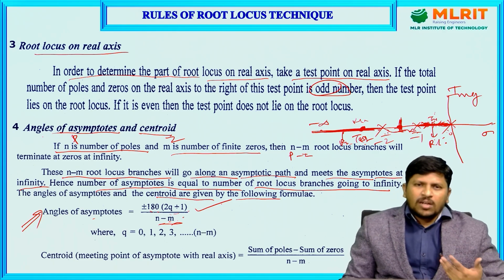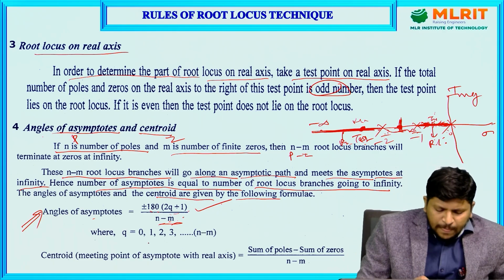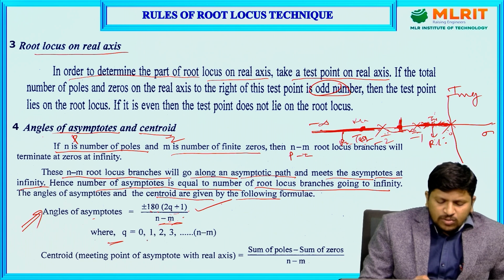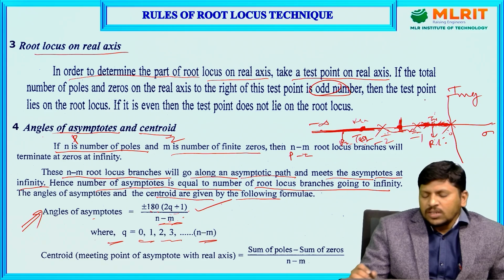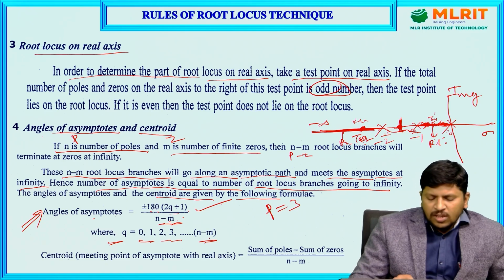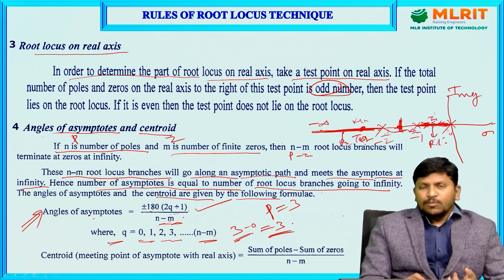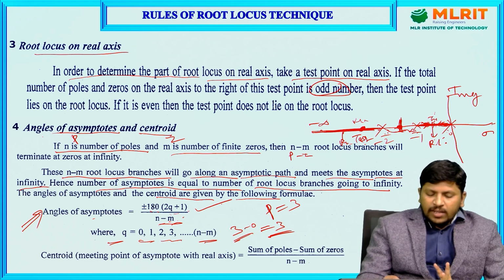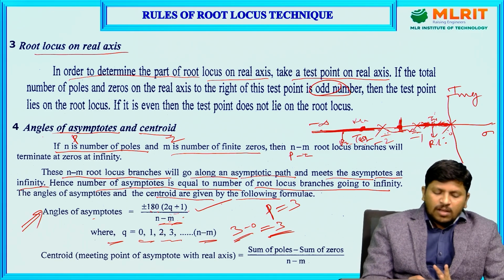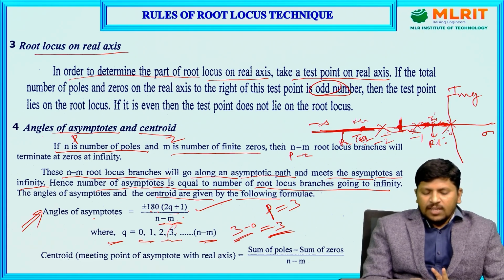How many root locus branches or asymptotes are there? Here q equals 0, 1, 2, 3, and so on, up to n minus m minus 1. For example, here there are 3 poles, so poles equals 3. So 3 minus 0 zeros is 3. How many asymptote lines are there? 3. So q equals 0, 1, 2.